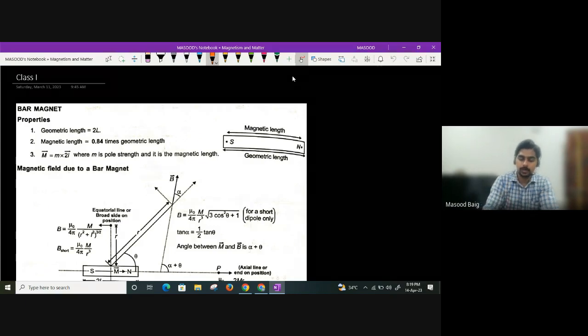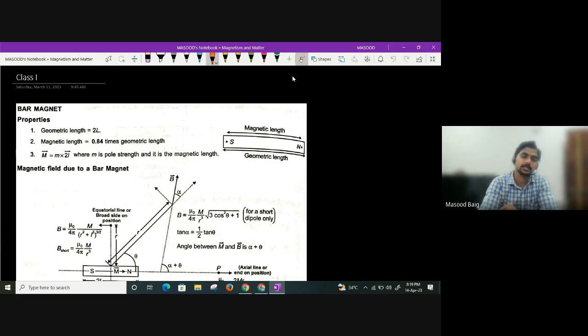If we talk about the bar magnet, some basic properties: whatever is an electric dipole, the same thing will be your bar magnet. The only difference is that there we find electric field, here you will find magnetic field. There we use epsilon naught, and here epsilon naught will be replaced by 1 by mu naught. There we have electric dipole moment, here you are going to have magnetic dipole moment.